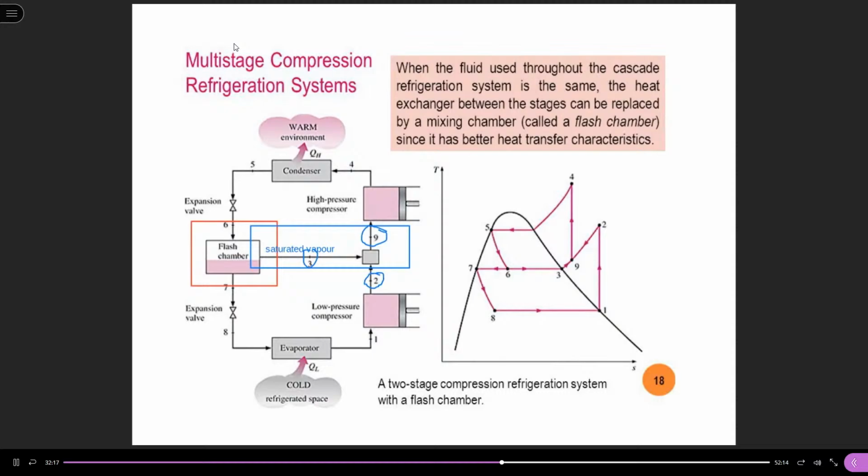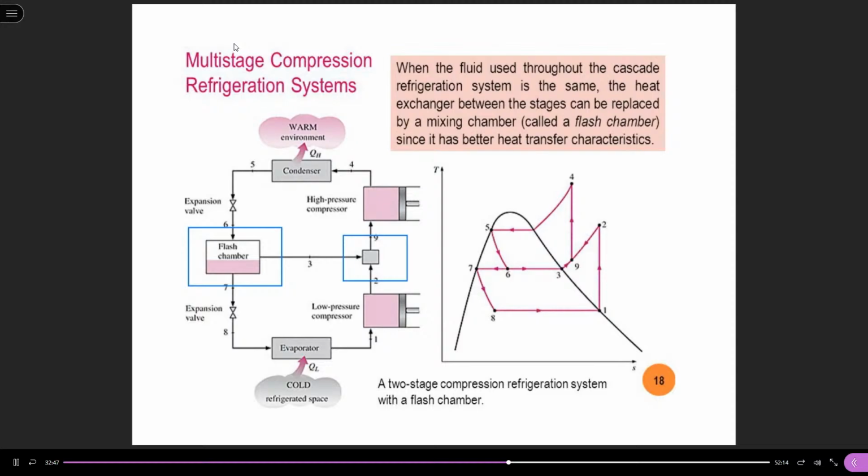So now we can see there are two mixing processes. Okay, one is here. There's a mixing process. Is not mixing, the separation process. Now it becomes separation, and the other is here. This is the mixing process.